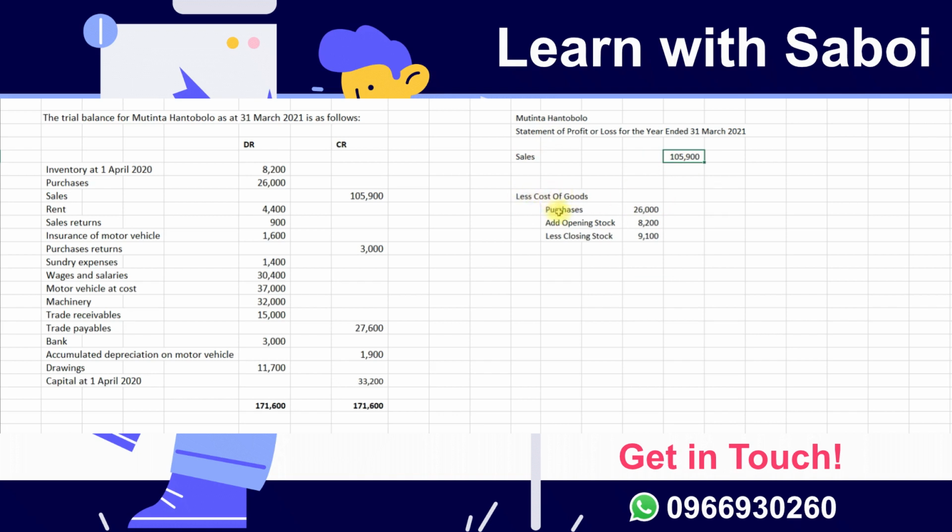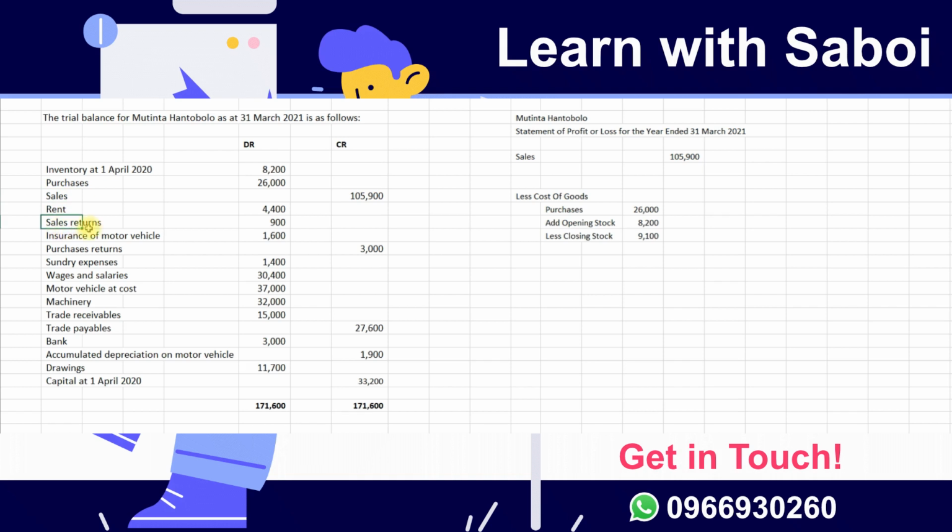Less cost of goods, and cost of goods is purchases. You add opening stock, then you less closing stock. Okay, fine. But let's look closely at the items in the trial balance. There's inventory, there's purchases, meaning we bought things, there's sales, meaning we sold things, there's rent. Then look at this one.